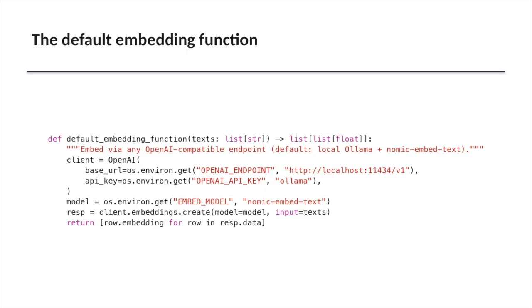Every collection needs an embedding function. The default one calls any OpenAI-compatible endpoint, the same interface you have used all through this course. It reads the endpoint, the model, and the key from the environment. Out of the box, that is a local Ollama running nomic-embed-text. No key, no cost. And you can pass your own function instead: anything that takes a list of strings and returns a list of vectors.